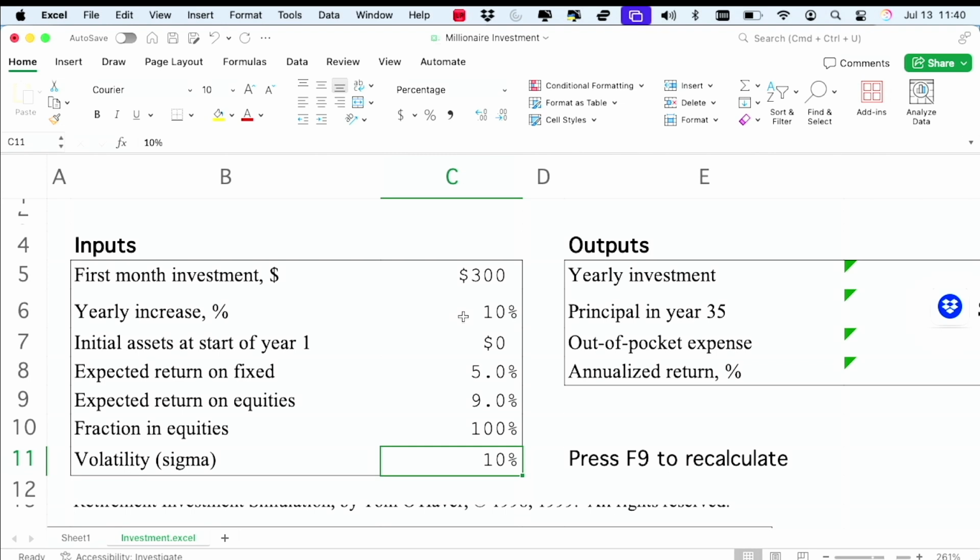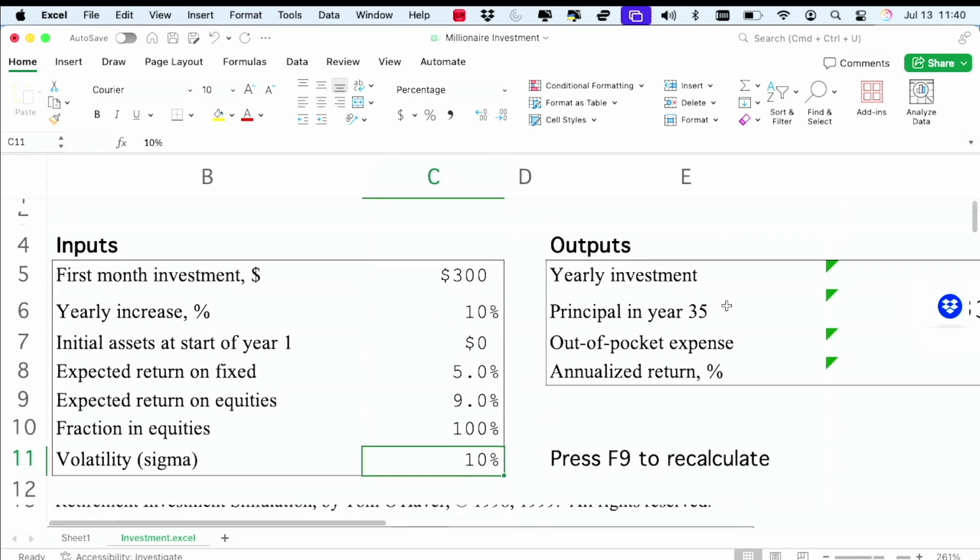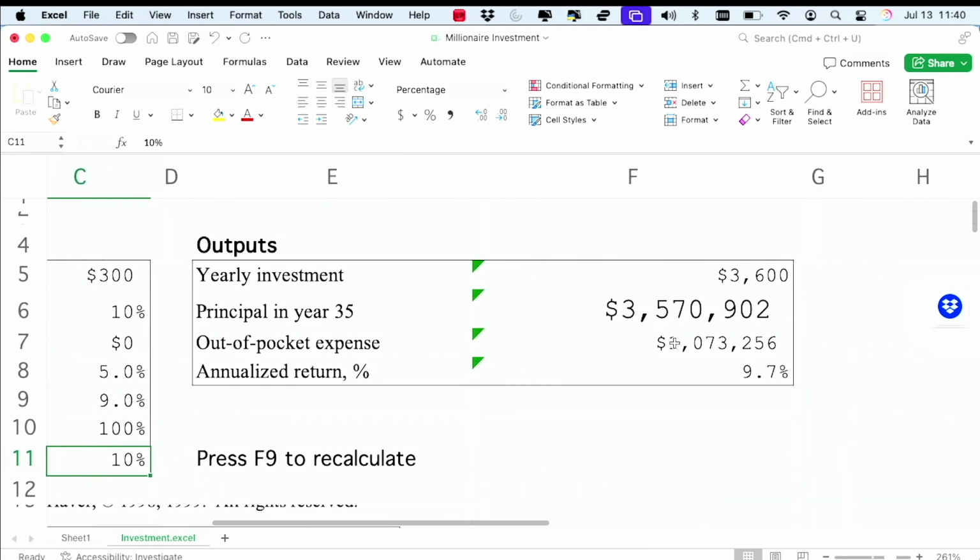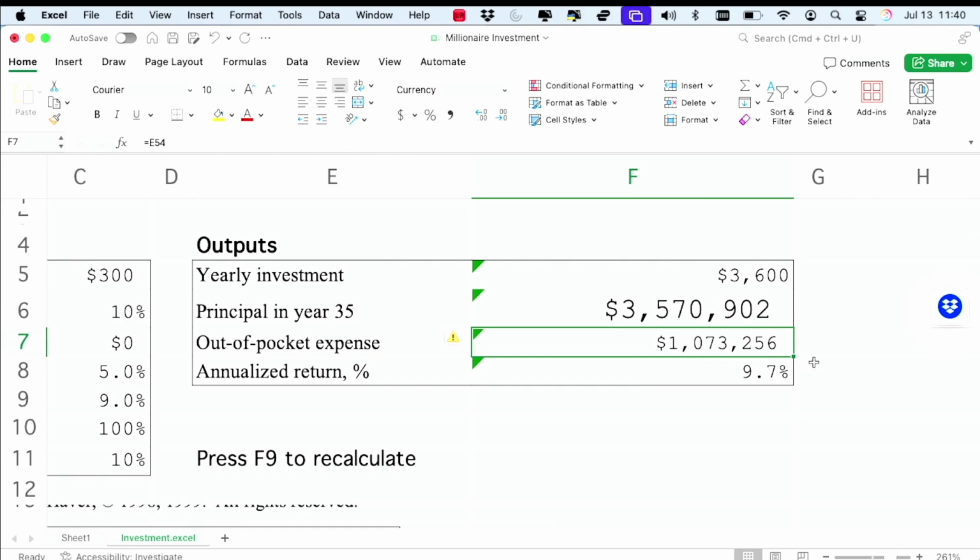Now, because we're putting in $300 every month for the entire 35-year span, it means that we actually will have put $1.073 million into the account. That's our out-of-pocket expense. So hopefully we end up with something more than that. And since we're putting everything into equities, unless we were in Japan and had that 40 years of the market going down and only recovering just recently, we would hopefully have more than $1 million. But the question is how much more than $1 million?